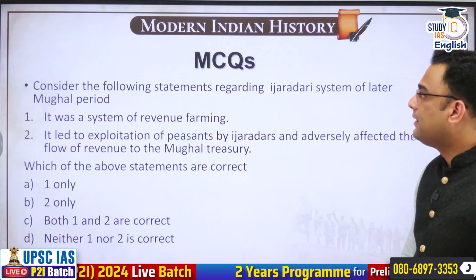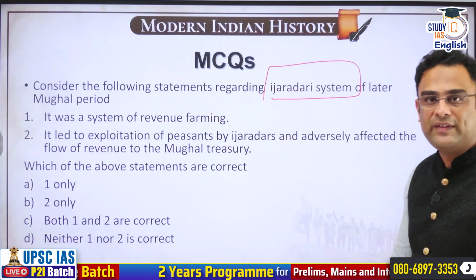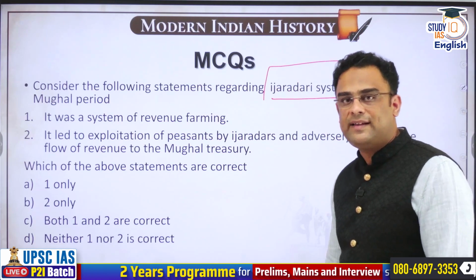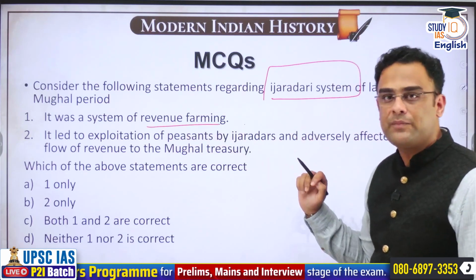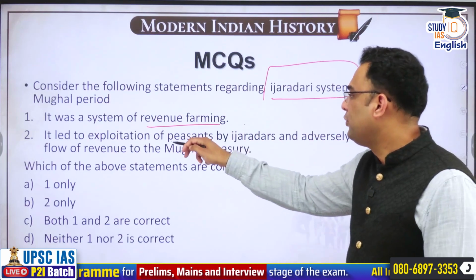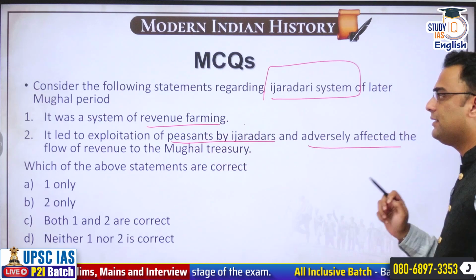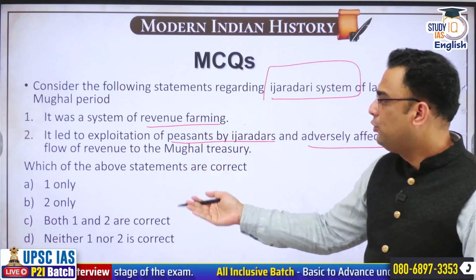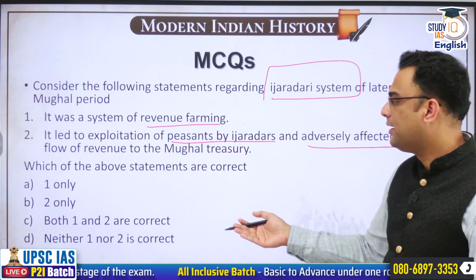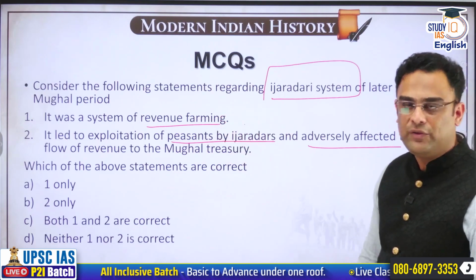Next question. Consider the following statements regarding Ijara-Dari system. We have discussed this Ijara-Dari system in the last lecture itself. One, it was a system of revenue farming. Two, it led to exploitation of peasants by Ijaradars, and it adversely affected the flow of revenue of Mughal treasury. Options: one only, two only, both 1 and 2 are correct, neither 1 nor 2 is correct. So a 2 statement type of question.